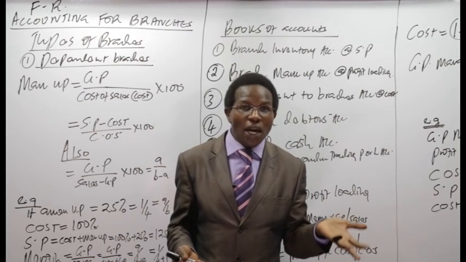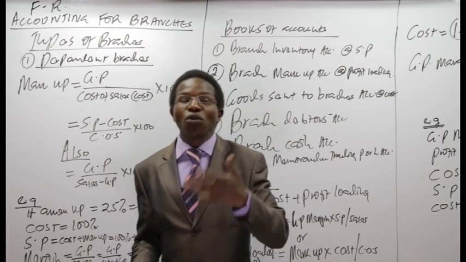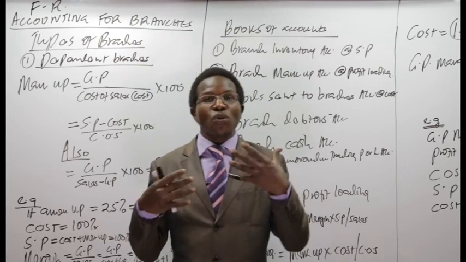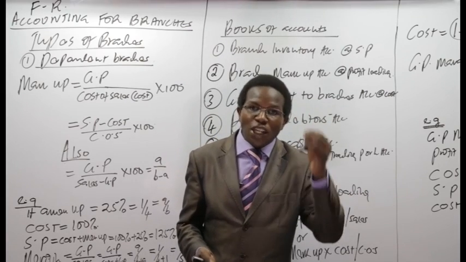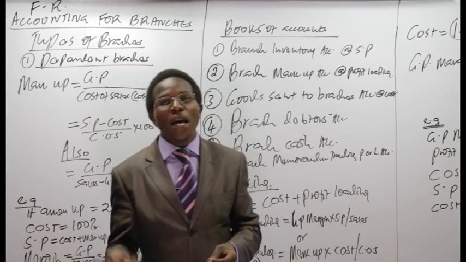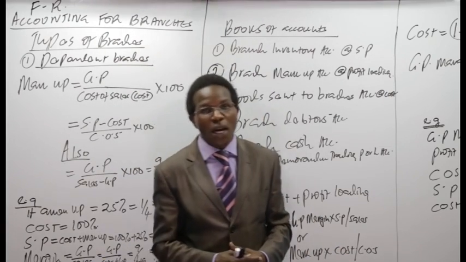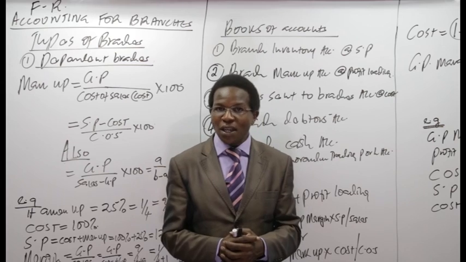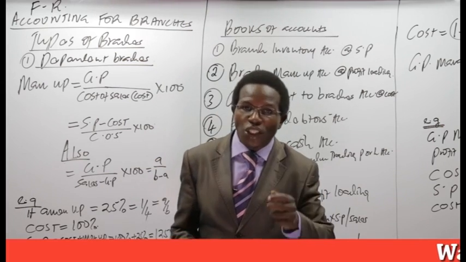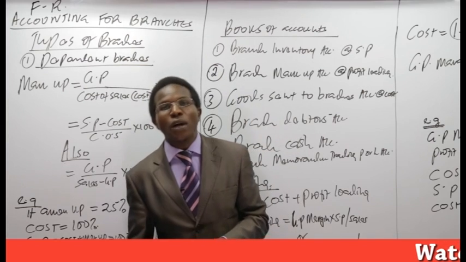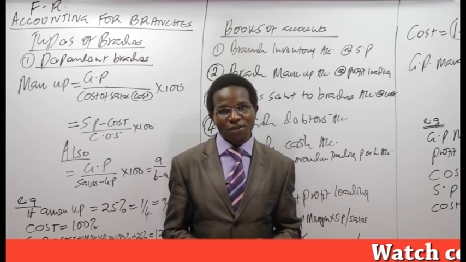Number 3, when these goods have been received at the branch, they are going to be sold. They may be sold on cash basis or they may be sold on credit basis. If the branch has sold goods on cash basis, then debit the branch cash account, credit the branch inventory account. So we must credit the branch inventory account with the cash sales. With the credit sales, we are going to debit our branch debtors account. We credit our branch inventory account with the credit sales.